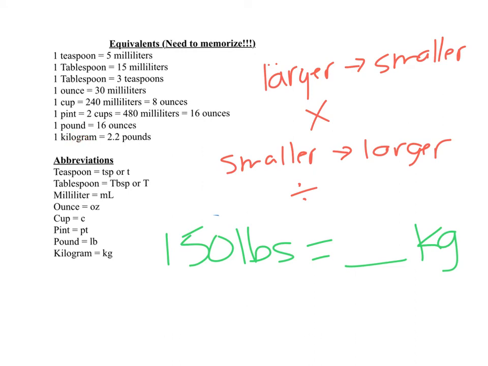So because kilograms are larger than pounds, in this question I'm going from the smaller unit of pounds to the larger unit of kilograms. Because I'm going from smaller to larger, I'm going to divide by that 2.2. So this would just be 150 divided by 2.2. And that would give me 68.18 repeating, so we could just call that 68.2.